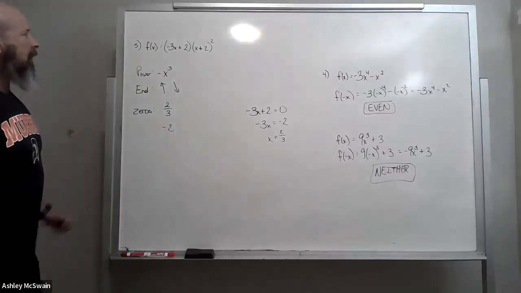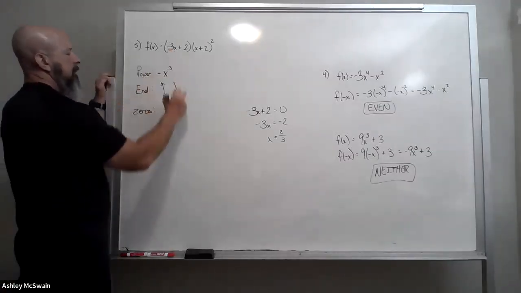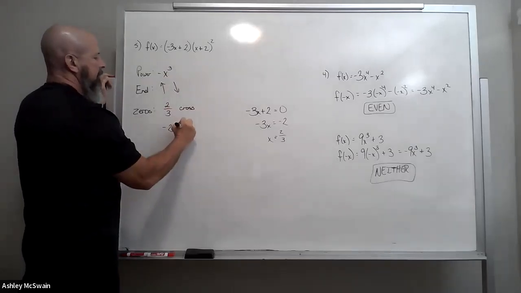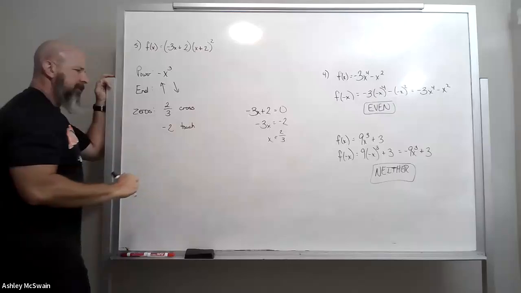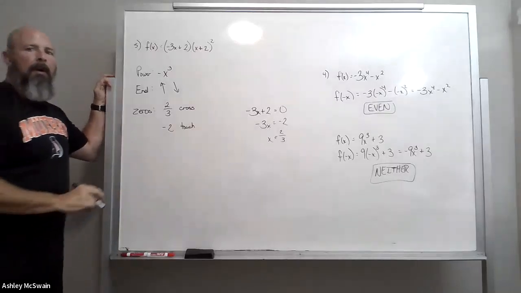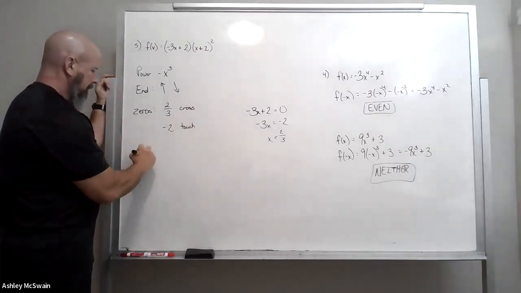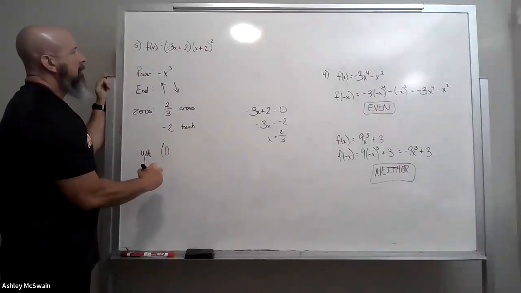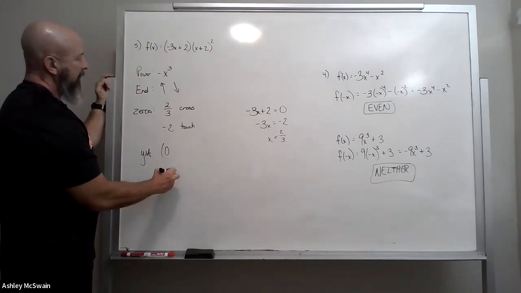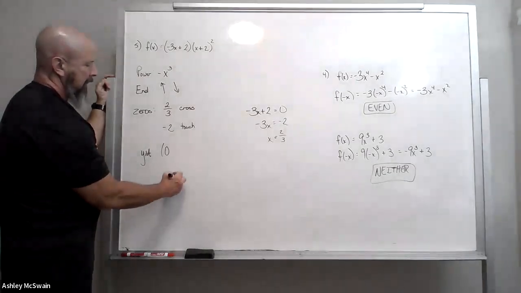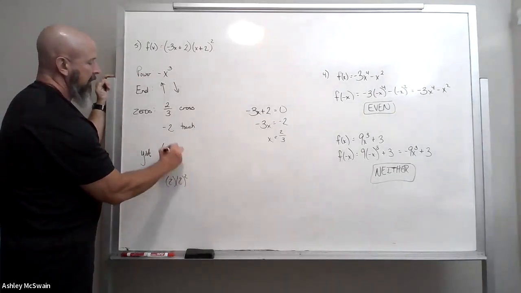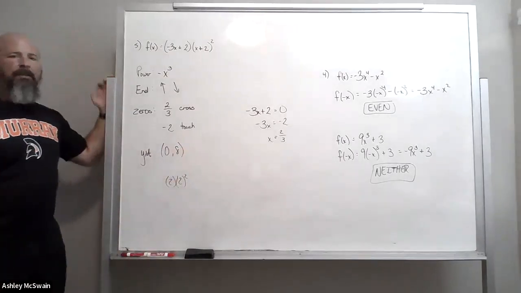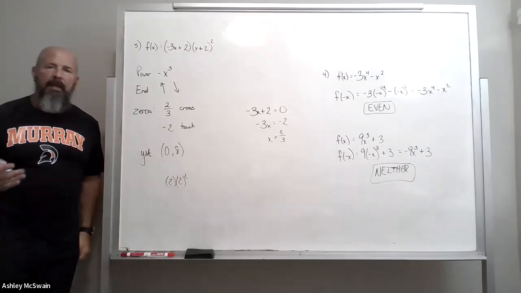All right, touch and cross. This one occurred one time, so that's a cross. Occurred twice, that's a touch. Y-intercept. If I put 0 in, that would give me 2 times 2 squared, and that's 8. And that's what I can use to get the general sketch of my graph.